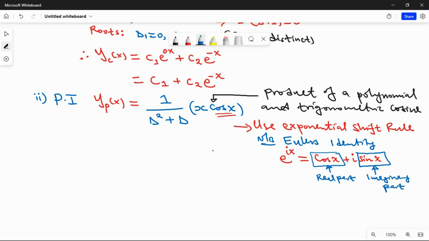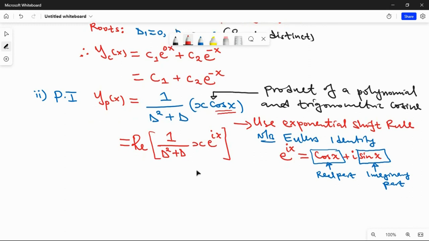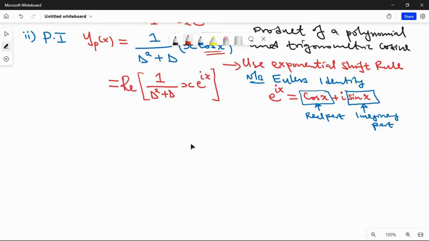So if I replace cos x by e^(ix), it means that my particular integral will be the real part of my solution. So I want to replace cos x by e^(ix) so that our answer here should be the real part of the solution of this one, 1 over (D squared plus D) operating on x e^(ix). Re there means real part. So let's work out the bracket. Then once we have found our final answer, we extract the real part.